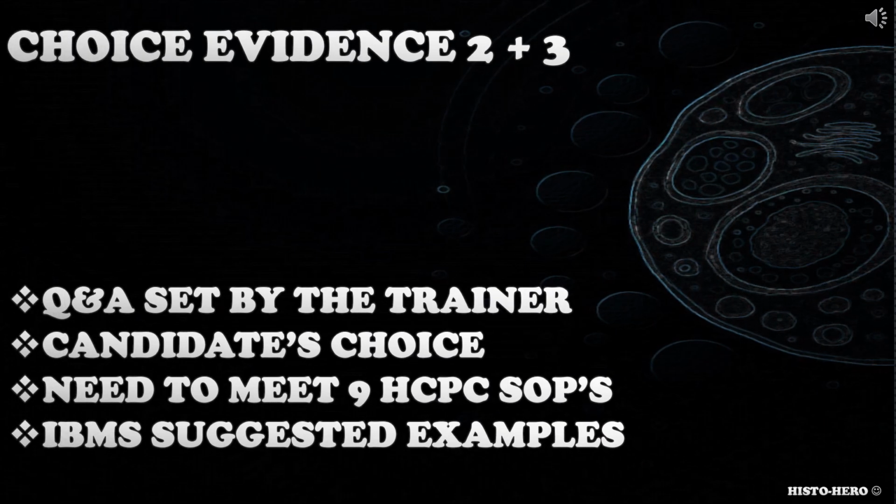So now that we have finished with the mandatory evidence, let's have a look at choice evidence 2 and 3, which are the candidate's choice and Q&A set by the trainer. They both together have to meet 9 HCPC standards. As the trainer, you need to set some tasks or questions for the candidate to complete that would allow them to meet the standards.